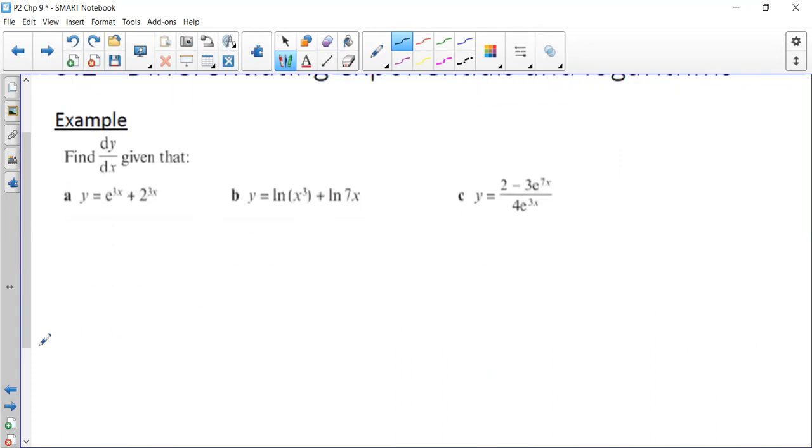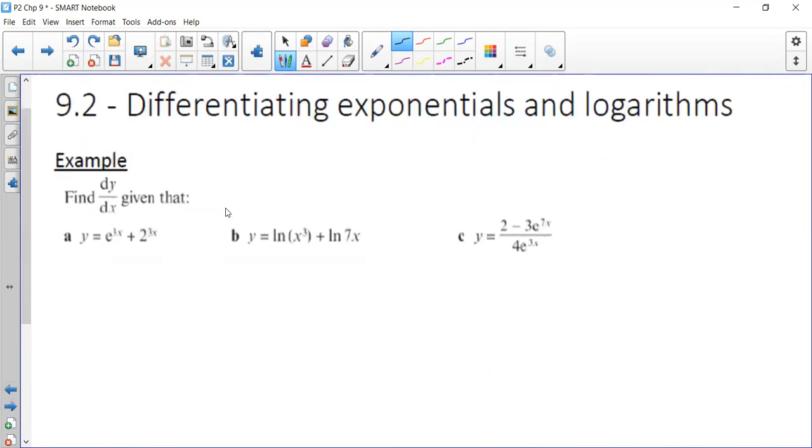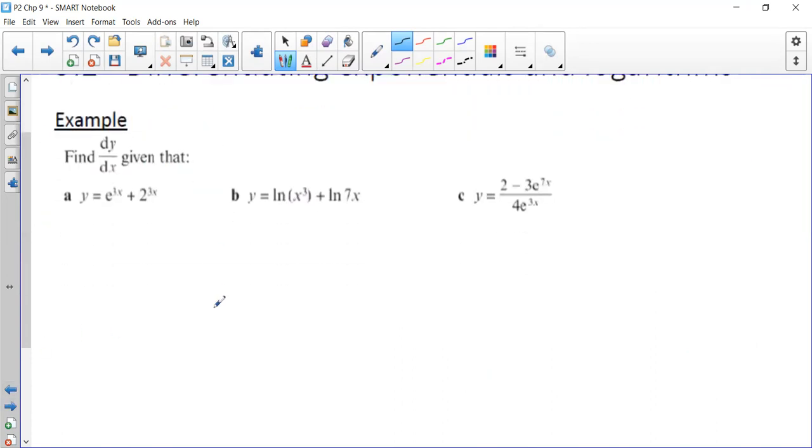Oh, there are 2 more examples. Actually, there's one more in here, and the next one more in there. Example: find dy by dx. Given that, this time we look at composite functions. We look at functions with more than 1 term, so we can differentiate 1 by 1. That's the first one. We can differentiate e to the power 3x and differentiate 2 to the power 3x.